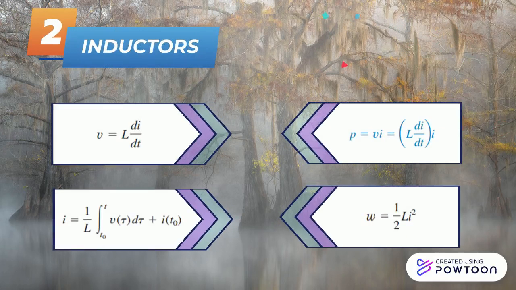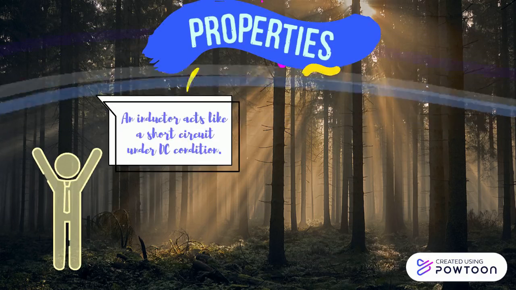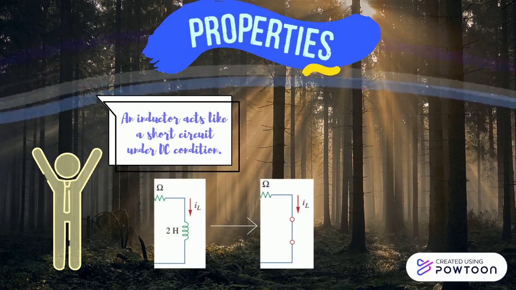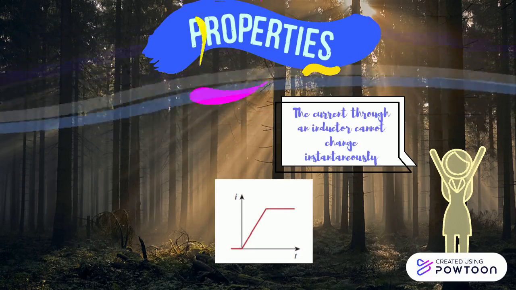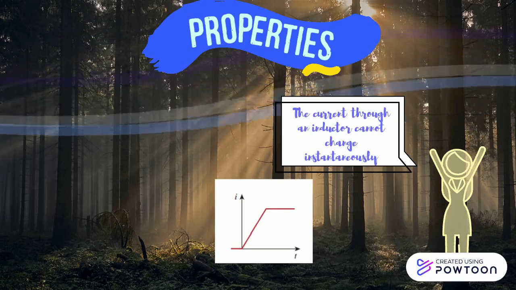These are important formulas in order to find voltage, current, power and energy in an inductor. Properties of an inductor. In a direct current condition, an inductor acts like a short circuit as shown in the figure. The second one is the same as a capacitor: an inductor also cannot change abruptly.